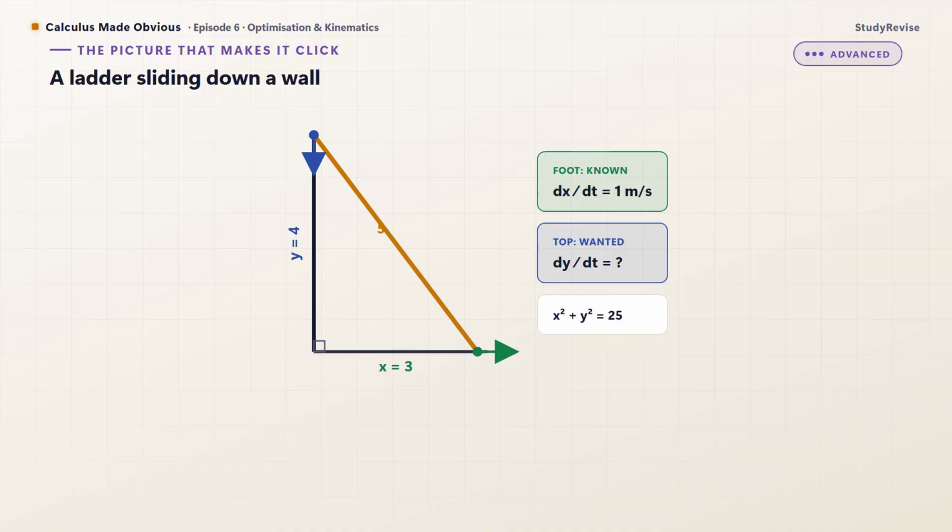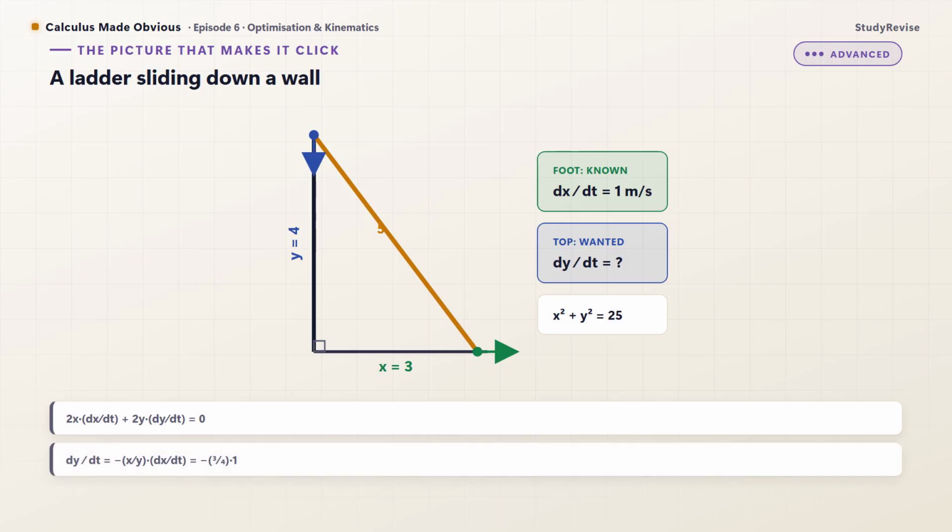Here's the picture that makes related rates click for most people. A ladder. A 5-meter ladder leans against a wall. The foot is sliding away from the wall at 1 meter per second. How fast is the top sliding down? At the exact moment, the foot is 3 meters from the wall.